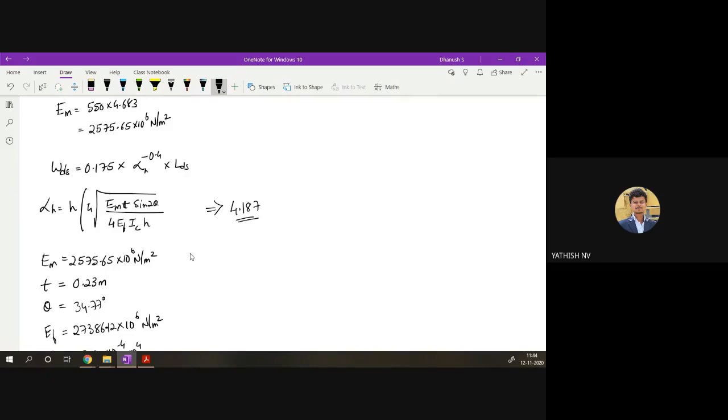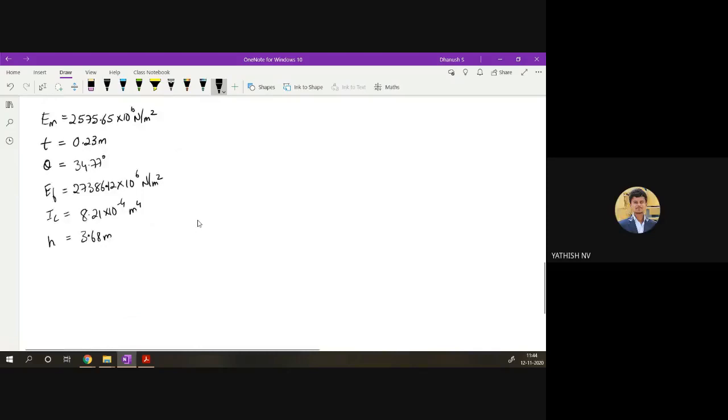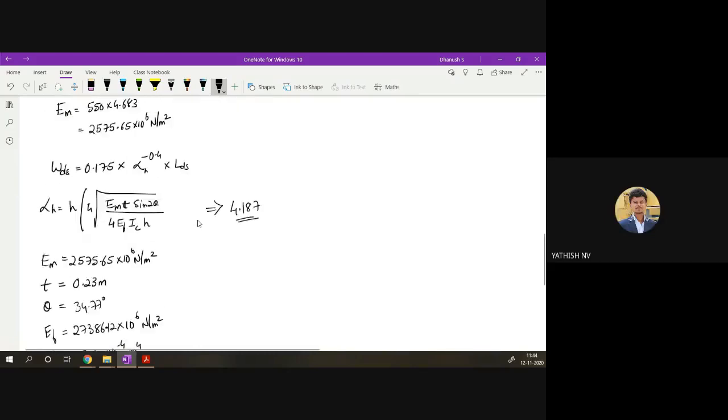Even I got 4.187. I think this value is correct. This is correct. This is not H. This is the fourth root. My handwriting is a little bad. This is the fourth root of the entire thing into H.